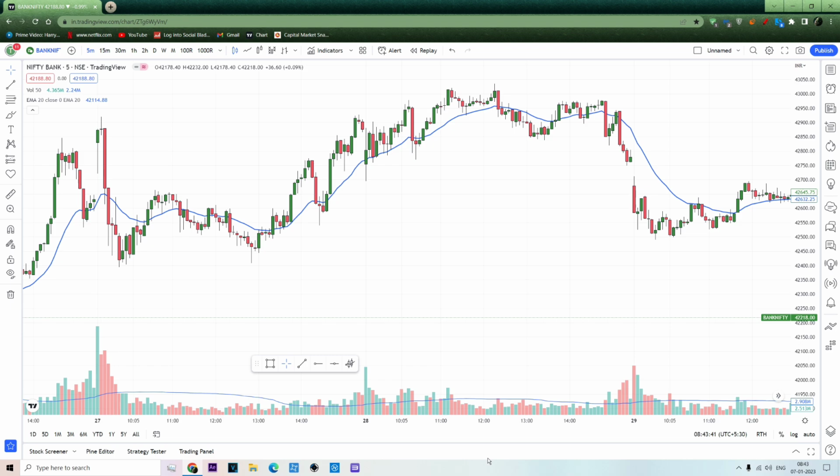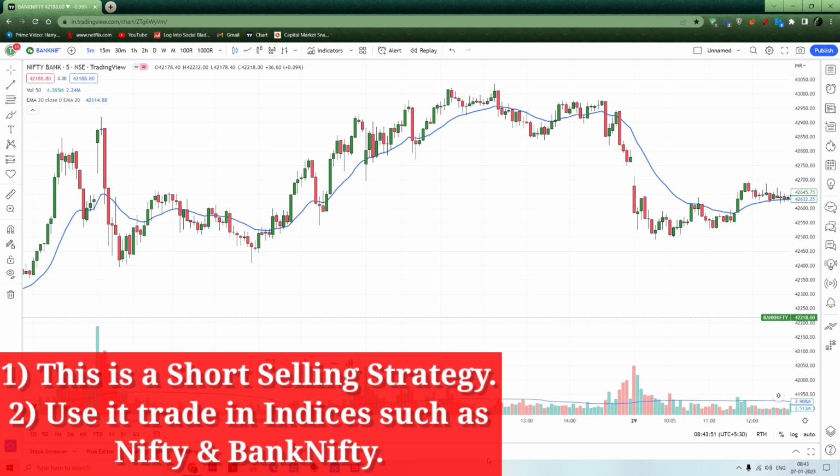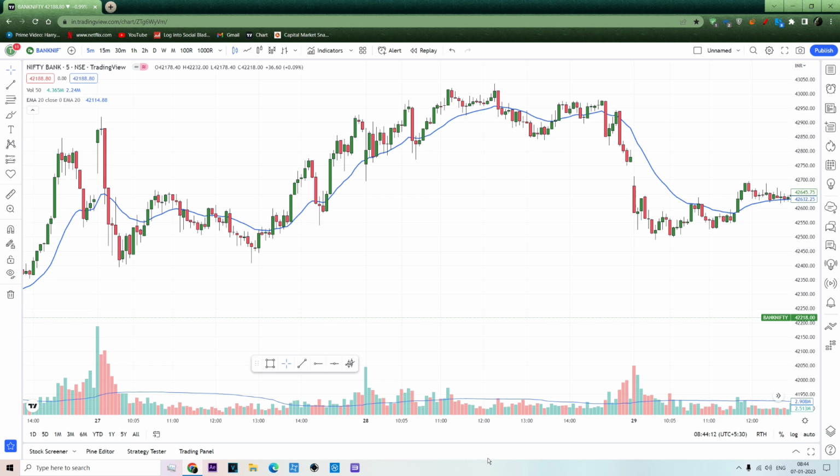Now coming back to the video, we are going to be incorporating these 2 price action rules into our 20 EMA strategy. These are some of the prerequisites for this strategy. Number 1, this is a short selling strategy. Now we could use it to go long as well, but it works best when we are short sellers in the market. The second prerequisite is that we are going to be using it on Nifty and Bank Nifty.